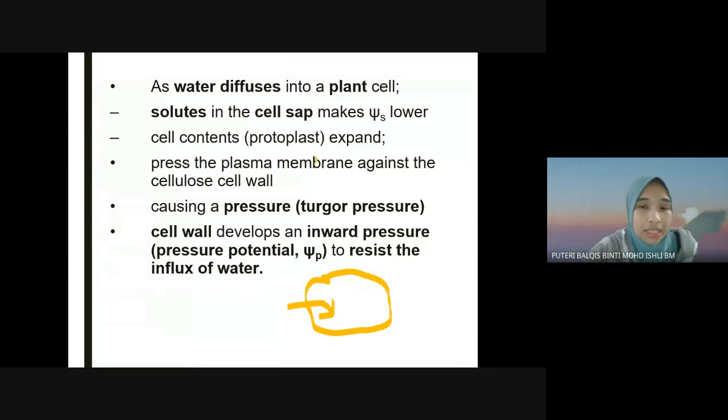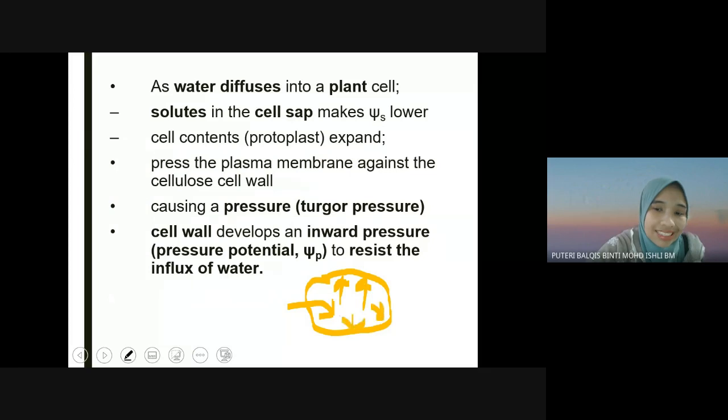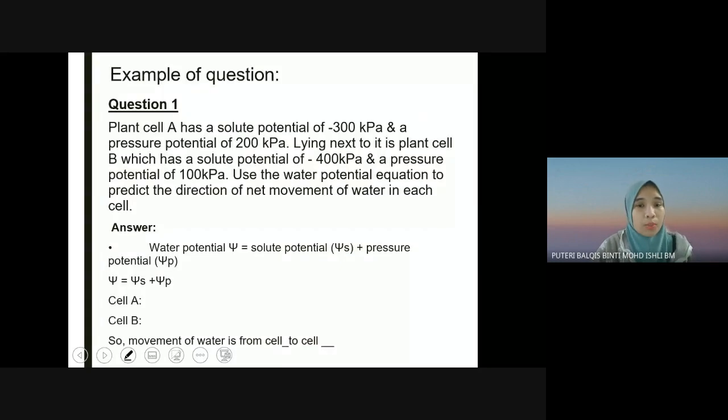So what happens is the plasma membrane will press against the cell wall, and the cell wall later will develop inward pressure. Dia akan lawan balik dia punya pressure tu. Itu adalah pressure potential. So katakanlah kita nak kira water potential, you must include the value of solute potential and the value of pressure potential.